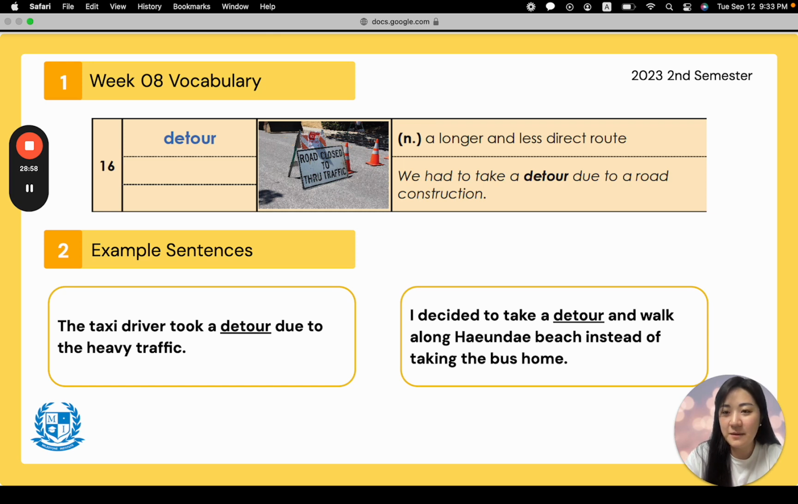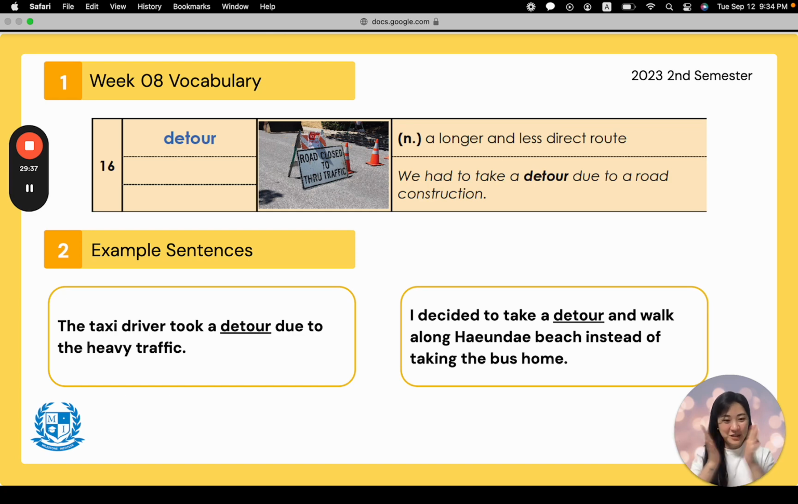Example sentence at the bottom: the taxi driver took a detour due to the heavy traffic. So we could just keep going in this traffic, but this taxi driver was like, let's turn this way and turn this way into this alley. Go right, go left, go straight, go up, go down, and then go to our final destination. Or, last example sentence: I decided to take a detour and walk along Haeundae Beach instead of taking the bus home. So the bus could have been an easier way for me to go home, but instead, I want to take a detour on the Haeundae Beach walkway to enjoy the weather.